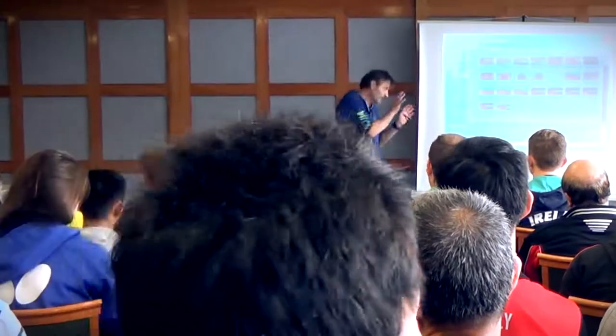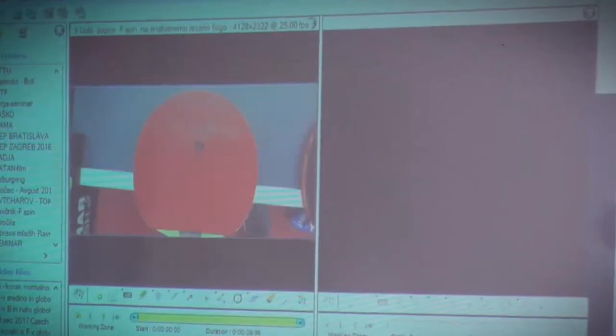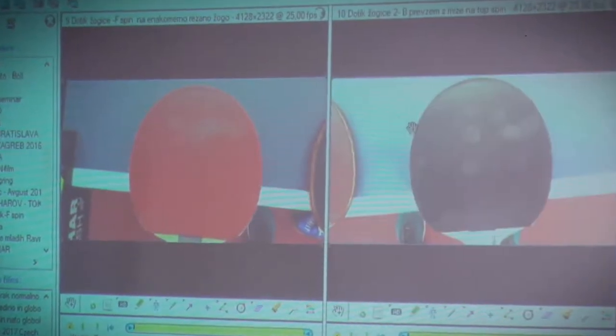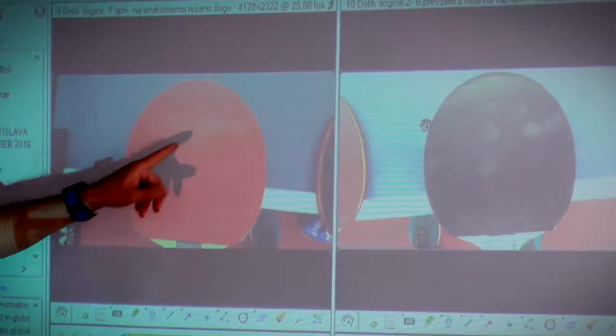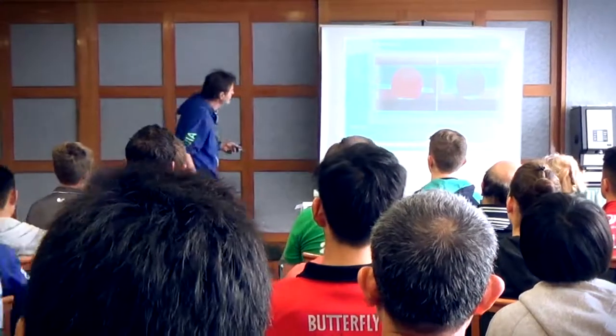Really, I will show you one example I made in training, and you will see what it means, only the different rotation. I made one short example. You can see here, I made it in training with Darko, Deni and Jan. They are normal players, not extra touch players, but normal players.